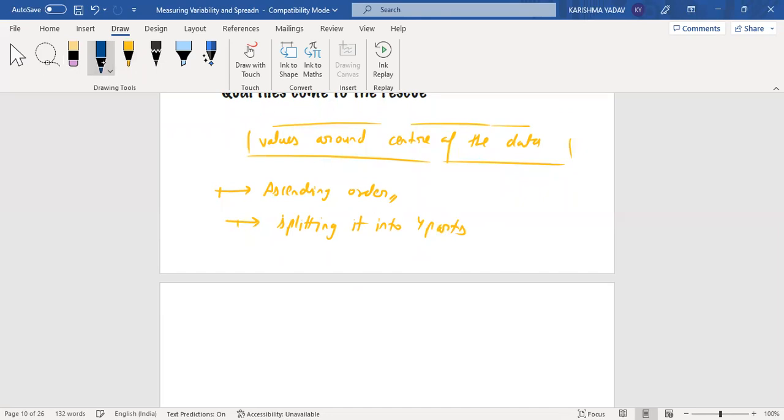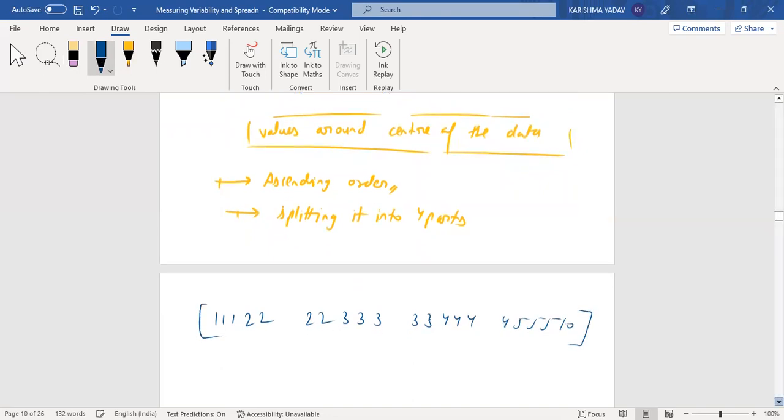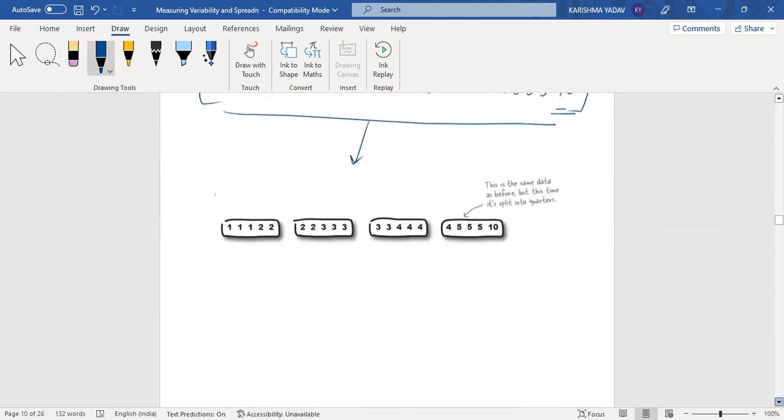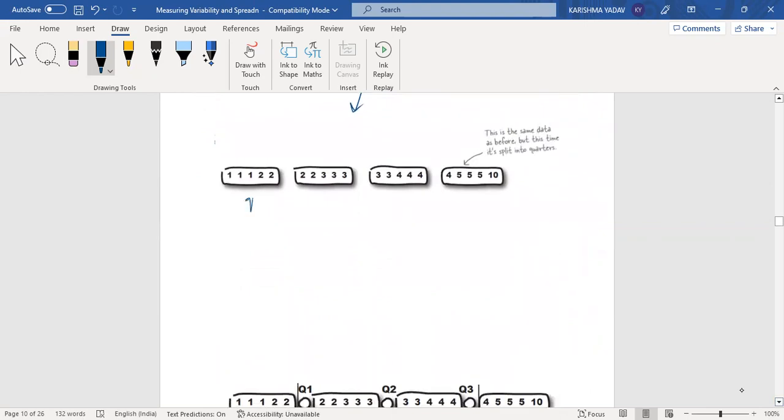Now let's say I have this data: 1 1 1 2 2 2 2 3 3 3 3 3 4 4 4 4 5 5 5 10. This is the same data that we used for the range when it contains an outlier. We have arranged this data in ascending order. Now we are going to split this data into four equal chunks. Here, see that we have split this data into four equal chunks. This is the same data as before, but this time it has been split into four quarters.